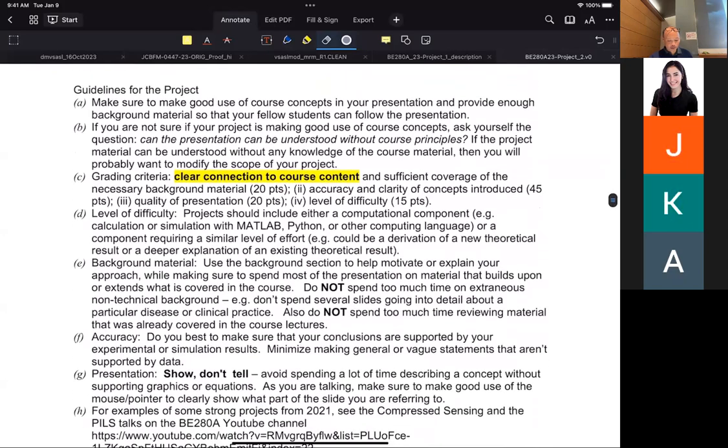Let me give you a few details. This is the grading criteria. It's slightly different. We're putting a little more focus on difficulty here, 15 points.